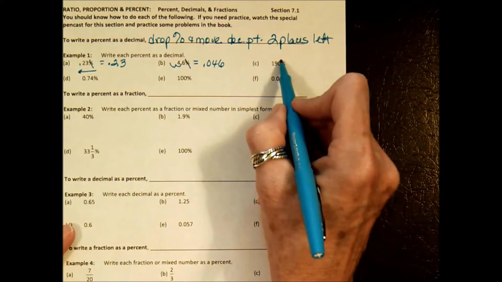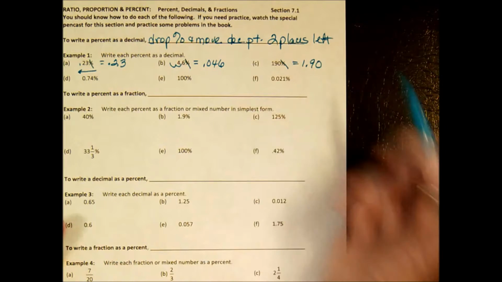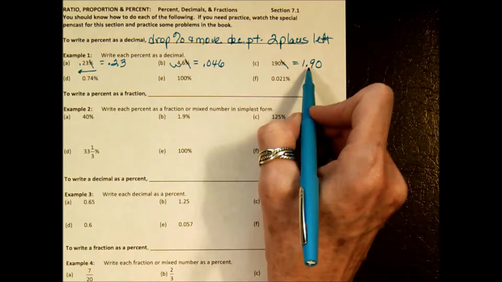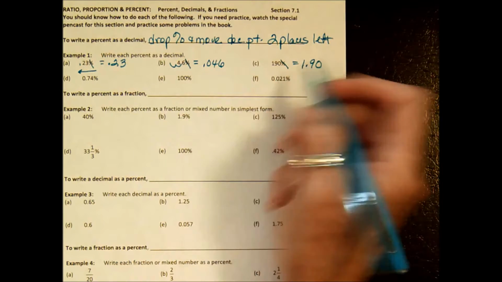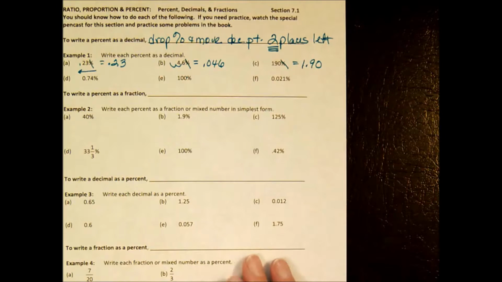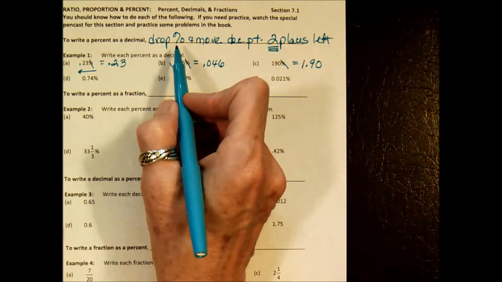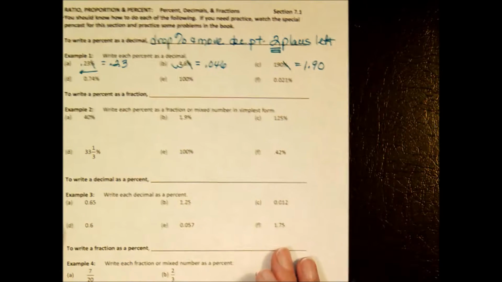0.046. Drop it, move 2 places, so 1.90. You don't have to show that last 0, so it still has a decimal in it. This is more than 100%, but the key here is always moving it 2 places. Percent actually means per hundred, and in decimal land, hundreds are always 2 places.